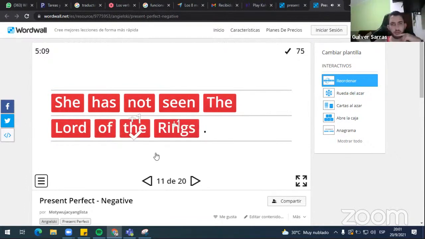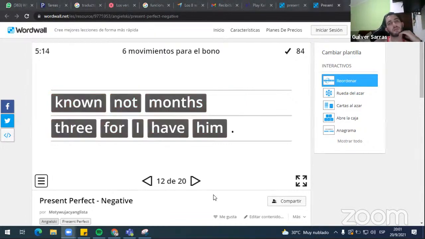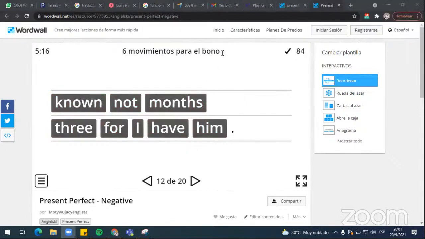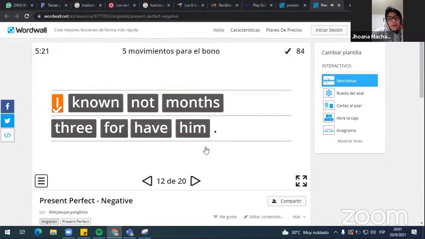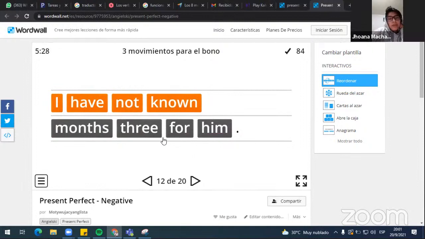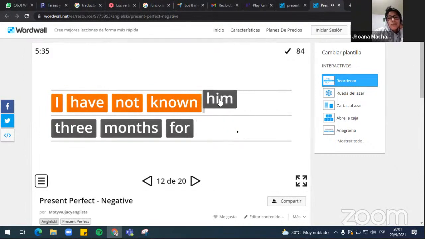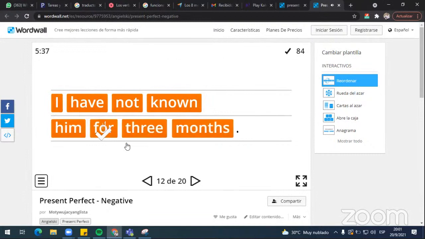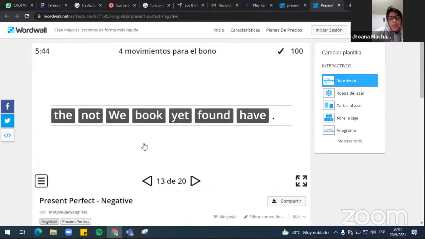She has not seen the Lord of the Rings. Great. That's a good movie. Okay. I have not understood him for three months. Yes, great. After the verb, it should be the complement, no? All right, great. Next one.